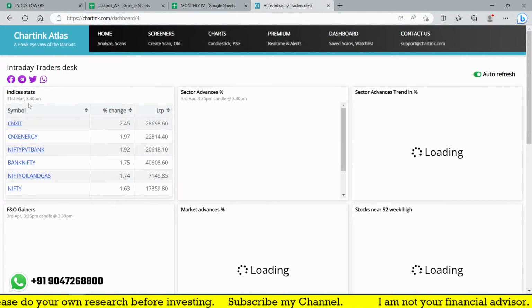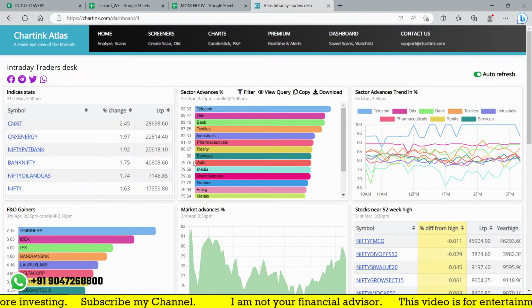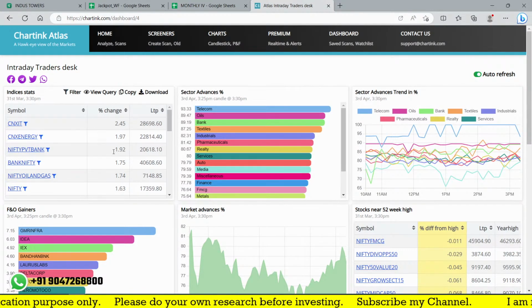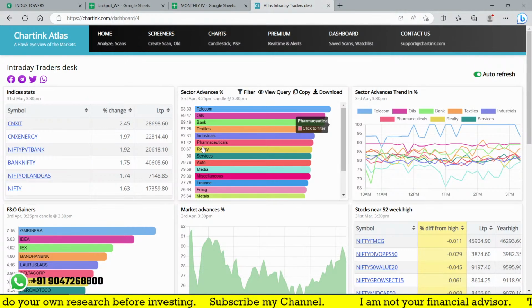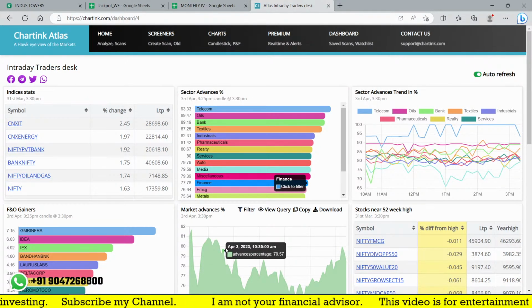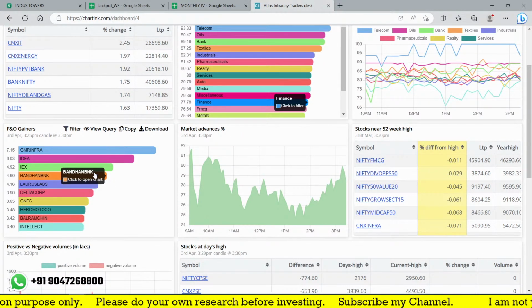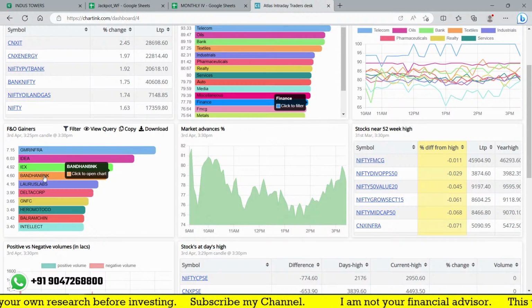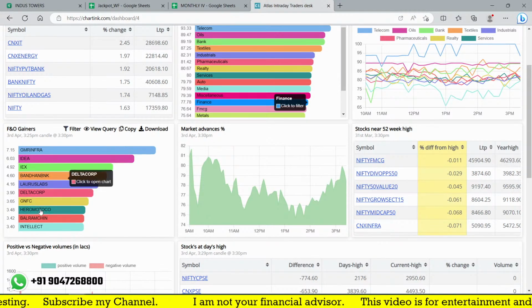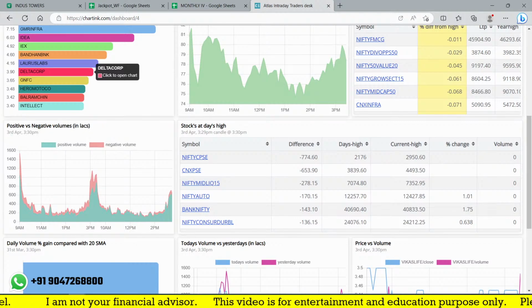free. Here you can see indices, which index has increased. Today the IT index is the top gainer, more than 2.5%, and then energy, private bank and Bank Nifty. These are the sector indexes and sectors. Today telecom sectors have more positive stocks, in the oil sector, bank sector, next to textile industries. And today's F&O gainers, what are the stocks gaining today? GMR, IDEA, IEX, Bandhan Bank. In the F&O list, these are the stocks gaining positive.